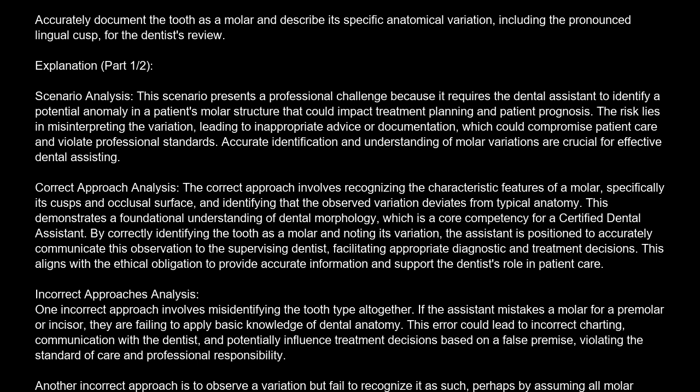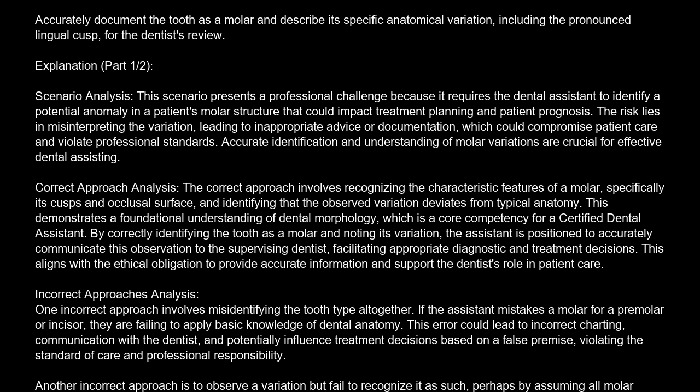This scenario presents a professional challenge because it requires the dental assistant to identify a potential anomaly in a patient's molar structure that could impact treatment planning and patient prognosis. The risk lies in misinterpreting the variation, leading to inappropriate advice or documentation, which could compromise patient care and violate professional standards. Accurate identification and understanding of molar variations are crucial for effective dental assisting.